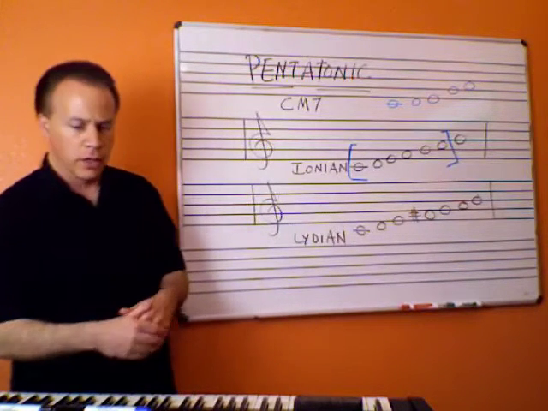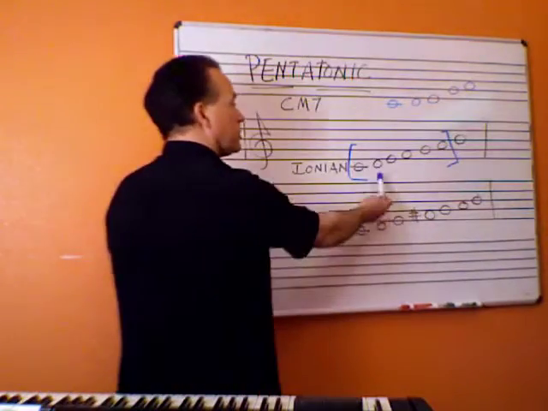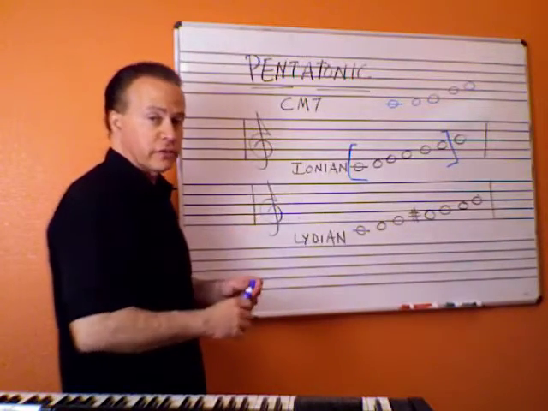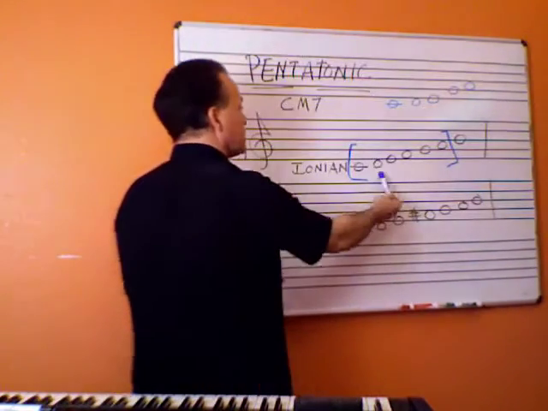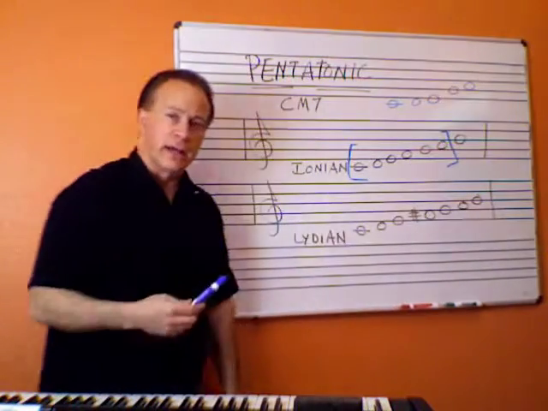Now let's see if there's any other ones. Are there any other pentatonic scales hiding in here in the C Ionian mode? Well, let's go to D. The pentatonic scale built from D, 1, 2, 3, 5, 6 of the D major scale would be D, E, F sharp, A, and B. So that's really not hiding in there.